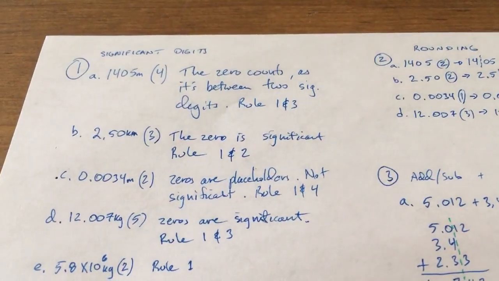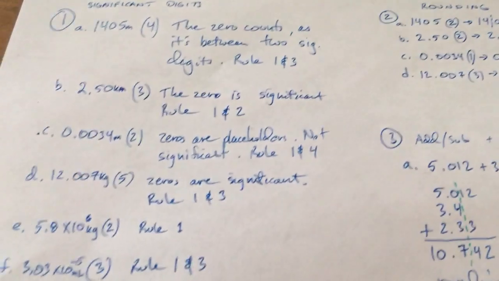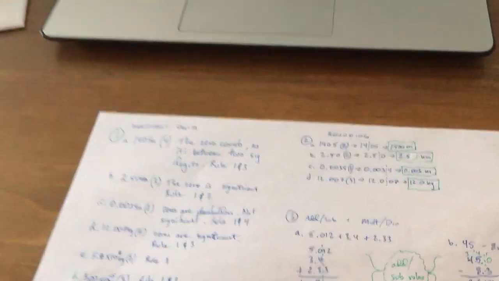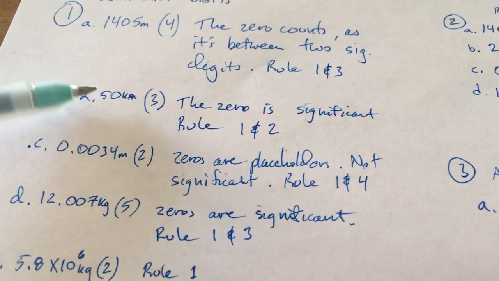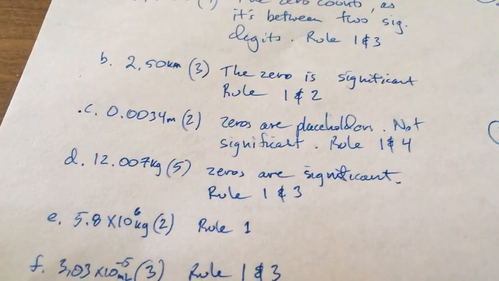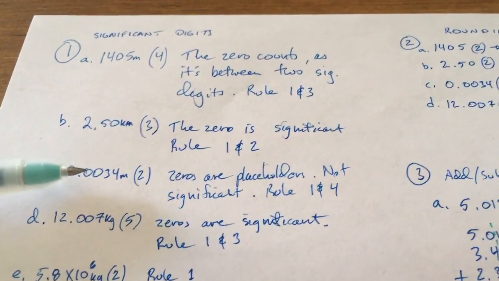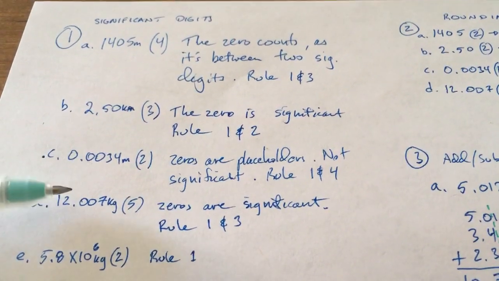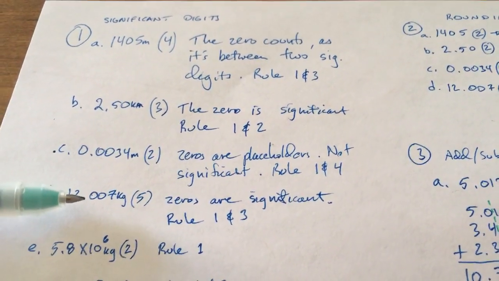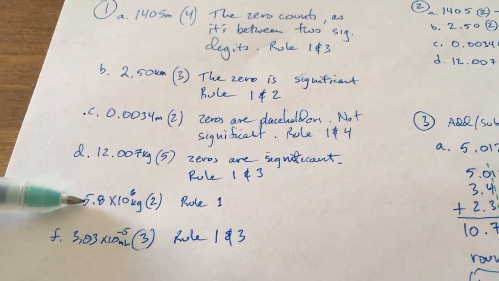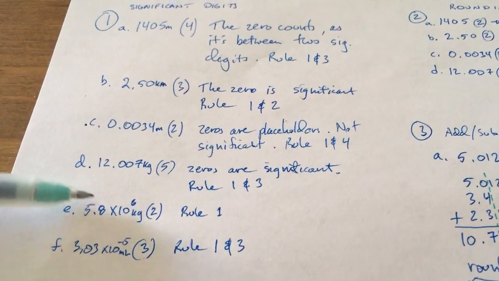Rule number 2 says that final zeros after a decimal point are significant. And this is a final 0, right? It's after the 5. For C, these zeros don't count because they're placeholders. For D, these zeros do count because they're in between 2 significant digits. Here there are no zeros, so both digits count.